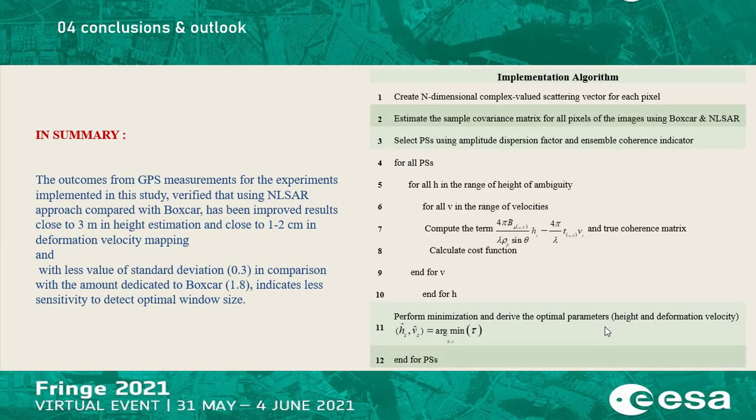So in summary, the outcomes from GPS measurements for the experiments implemented in this study verified that using the NLSR approach compared with boxcar has improved the results by close to 3 meters in height estimation and close to 1 or 2 centimeters in deformation velocity mapping, and with a smaller standard deviation in comparison with the amount for boxcar, indicating less sensitivity to detecting the optimal window size. On the right side, we have a summary of the implementation algorithm.